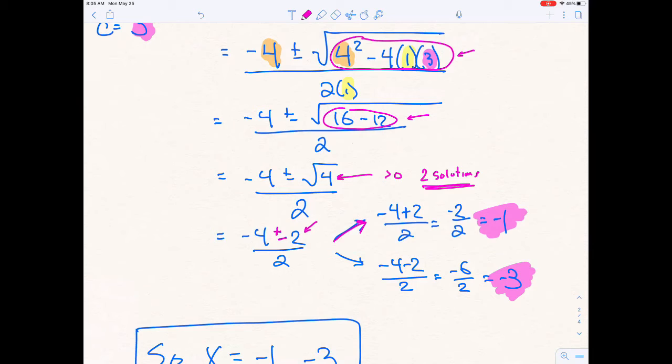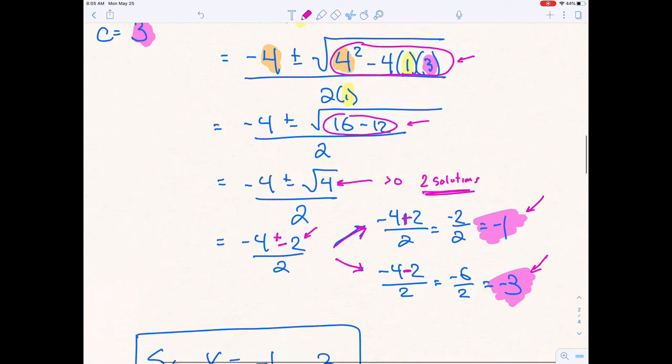It's time to branch it off, and we do the plus version, and we branch it off, and we do the minus version, and then we solve this problem, and we end up getting negative 1 and negative 3. Now, the only thing that I notice here is that if you get nice integer values like negative 1 and negative 3, that probably indicated we could have factored it right off the bat.